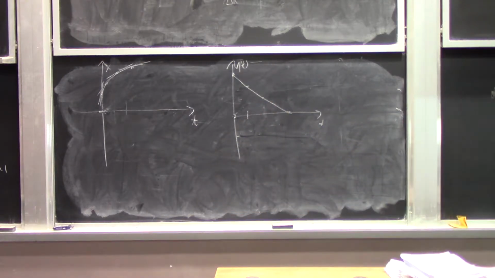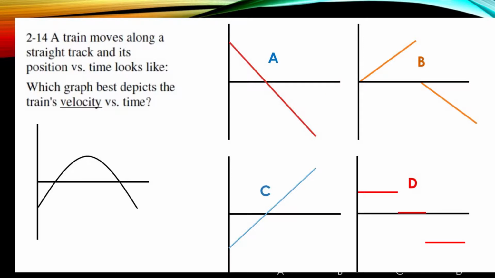All right, so let's look at the next one. Why is this duplicating my questions? Okay, it's fine. All right. So now, let's consider this question. A train moves along a straight track, and its position versus time looks like this. Which graph best depicts the train's velocity versus time? Okay? So give that a couple of minutes to take a look at.